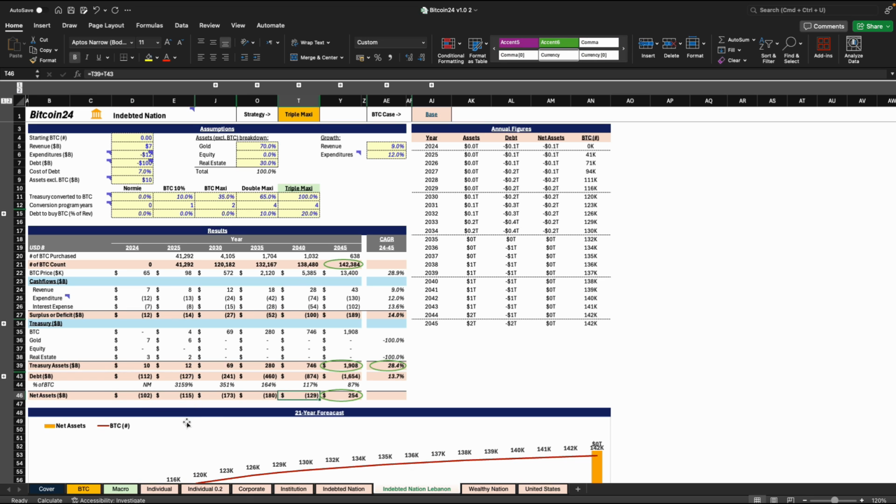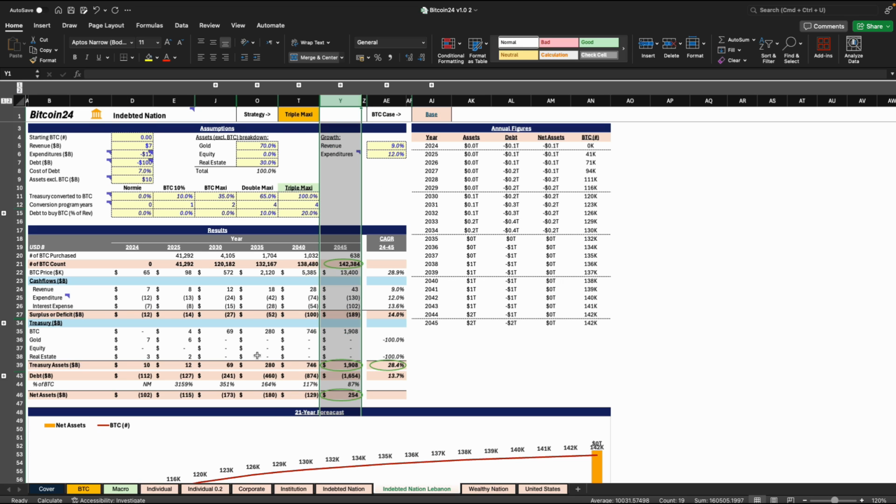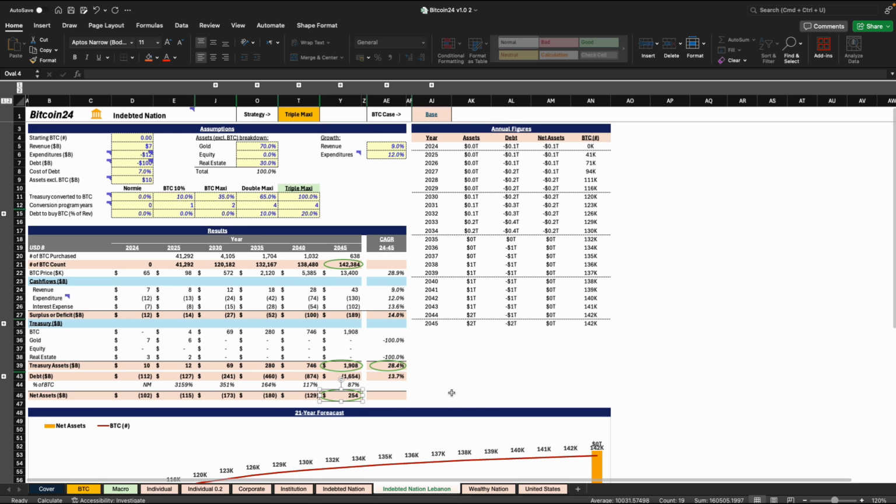Even by the year 2029, we will still be in debt. But by the year 2045, we will be at $254 billion in net assets. So that means that not only using Bitcoin, the Lebanese government can keep expenditures higher than their revenue, have a $100 billion starting debt at a cost of 7% of that debt. If they only have $10 billion in excess assets, they will still be able to, by the year 2045, even taking more debt to buy Bitcoin, be at positive net assets of $254 billion.